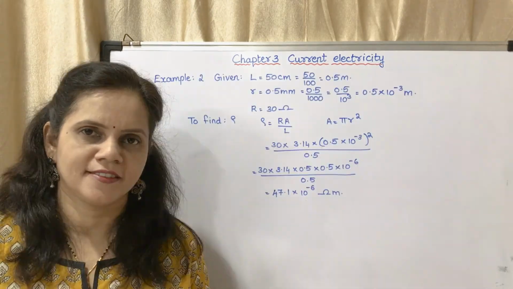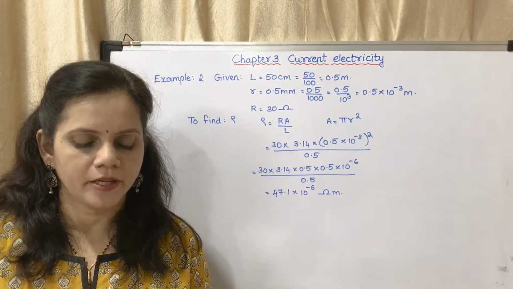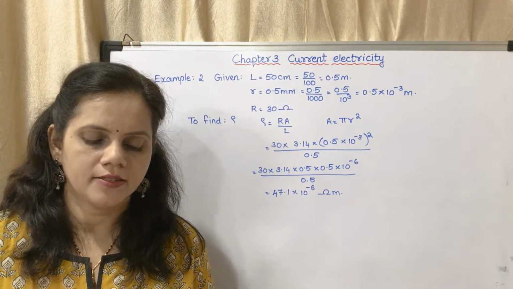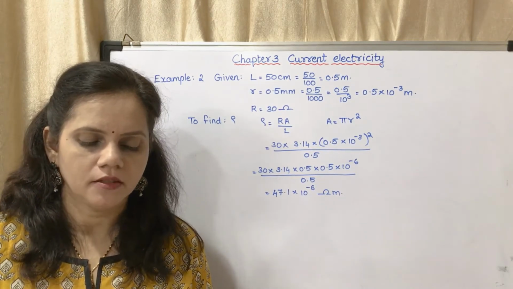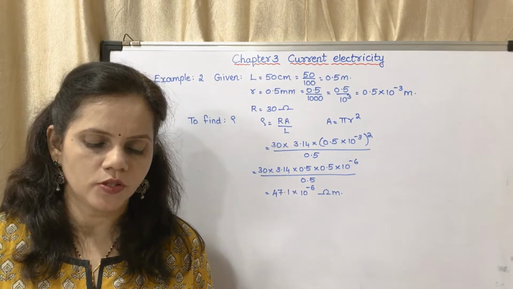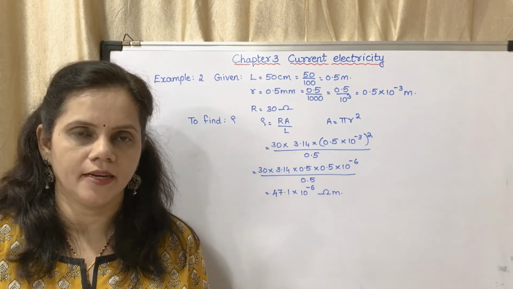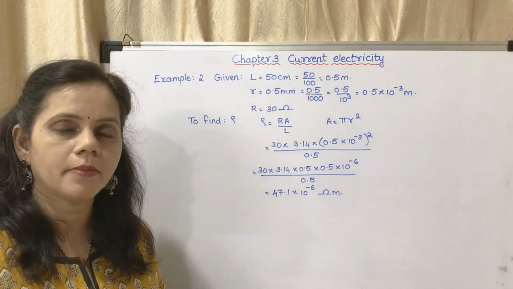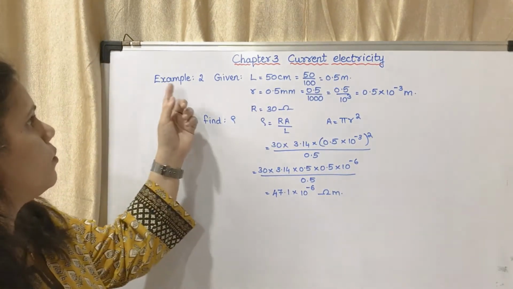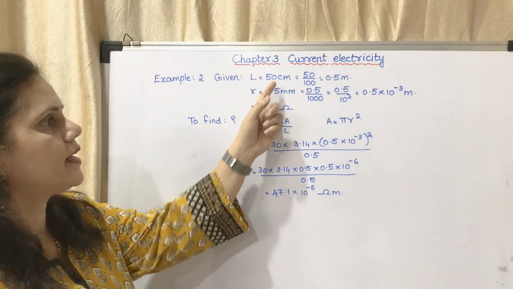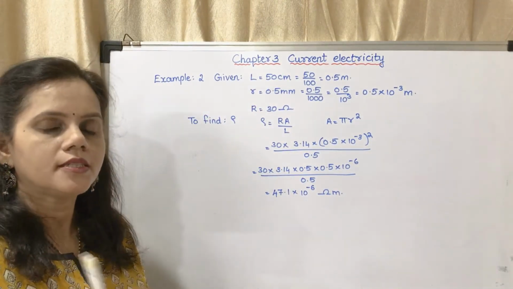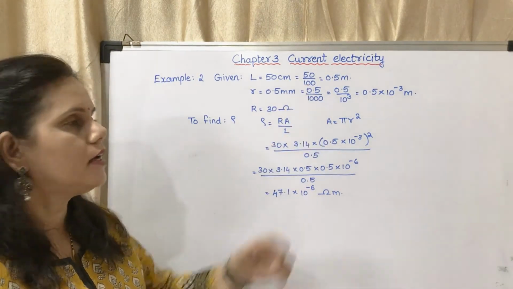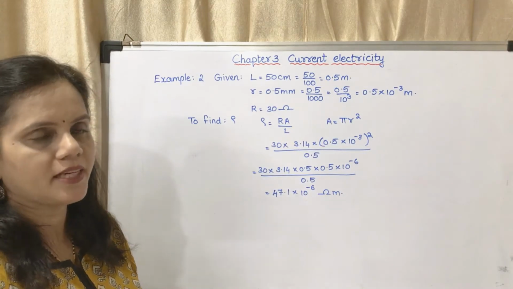Now we may see example number 2. The length of a conducting wire is 50 centimeter and its radius is 0.5 millimeter. If its resistance is 30 ohms, what is the resistivity of the material? You know that resistivity is shown by the symbol rho. Here, what has been given? The length has been given as 50 centimeter. You have to convert it into meter, so you divide it by 100. You will get 0.5 meter.